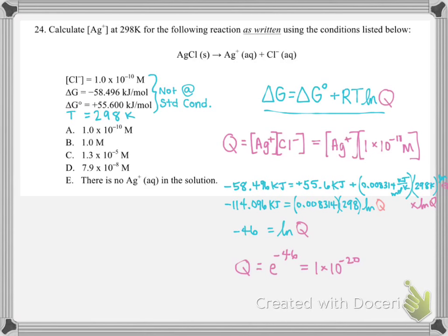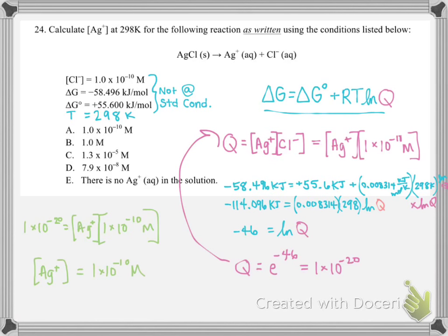Okay, so now we can use this Q in the setup above. So we'll have our Q, which is 1 times 10 to the minus 20, is equal to the concentration of silver times the concentration of chloride, which is 1 times 10 to the negative 10 molar. And when you solve for this, you'll get that the silver ion concentration ends up also being 1 times 10 to the minus 10 molar. Okay, so the answer here is A. So make sure you're comfortable working outside of standard conditions and combining delta G and delta G naught.